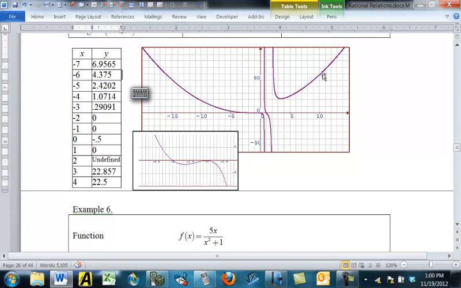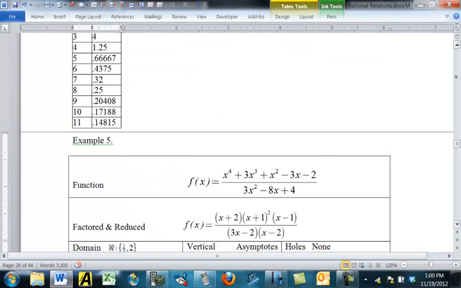Now in between doesn't look at all like a quadratic. We've got a couple of vertical asymptotes here, and notice they happen when the denominator is 0. It factors as 3x minus 2 and x minus 2.